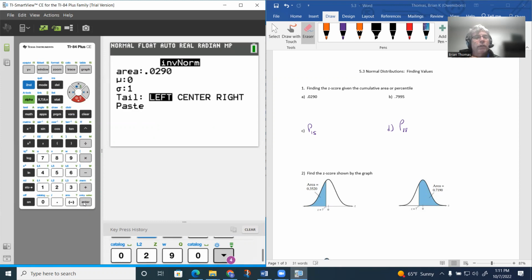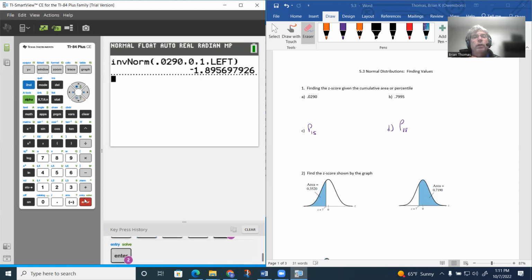My other calc didn't have that. Let's see what happens here. So that gave me that negative 1.8. That actually would be negative 1.90. Let's try with the center. Let's see what that does that way.